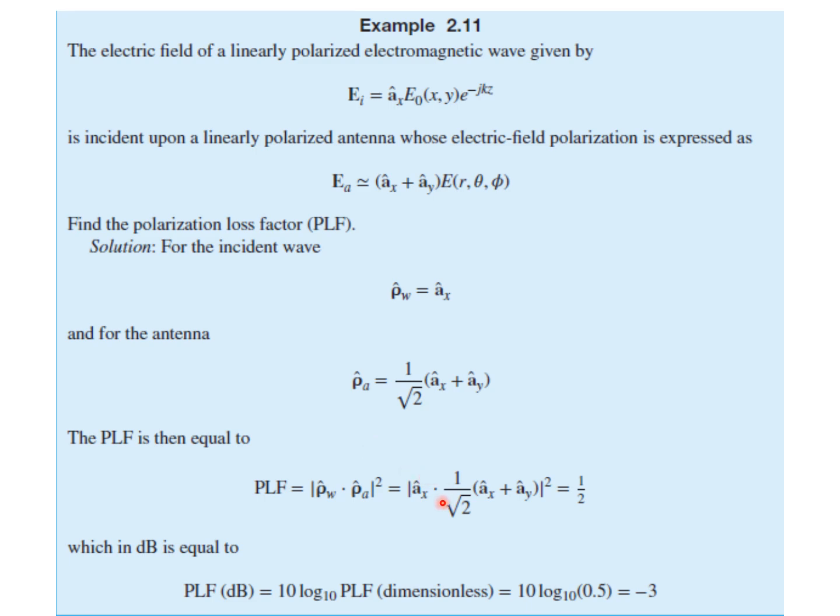The dot product will give us only one value, which is 1 over root 2, and taking the square of 1 over root 2 gives us 1 over 2. So that is 50%. It means the antenna will receive 50% of the power. The other 50% of the power will be lost due to the polarization mismatch, which in dB is minus 3 dB. If we take 10 log10 of 0.5, that gives us minus 0.3 in log, so it will be equal to minus 3 dB.